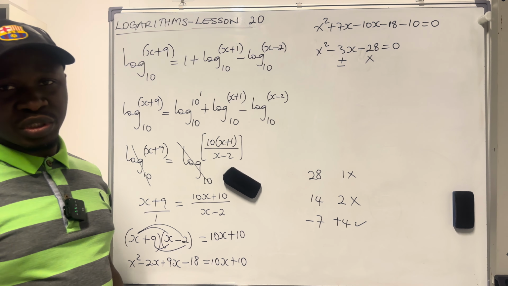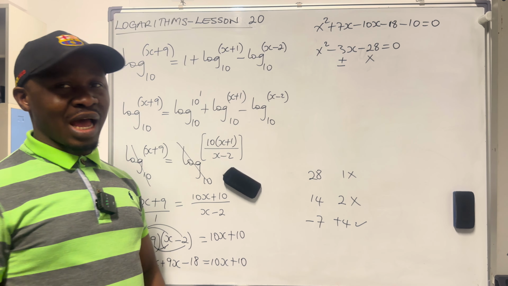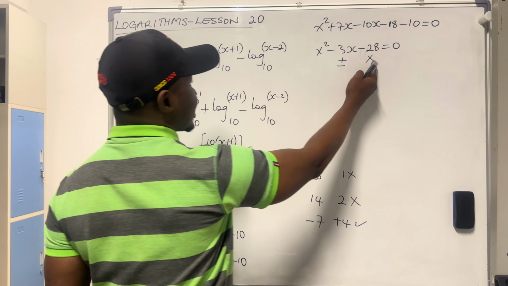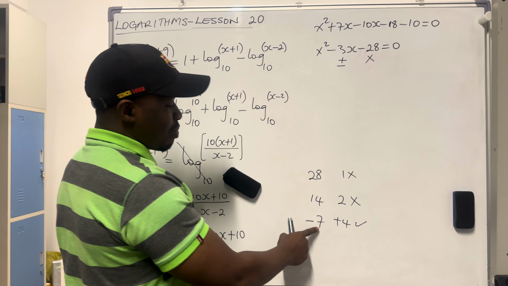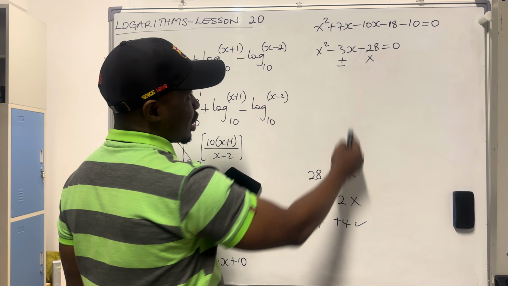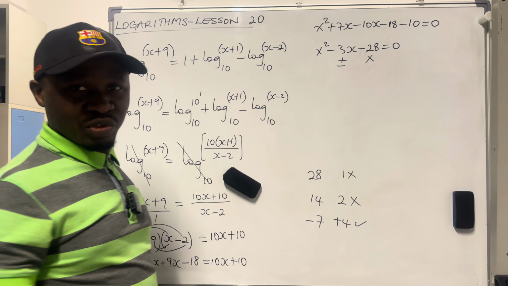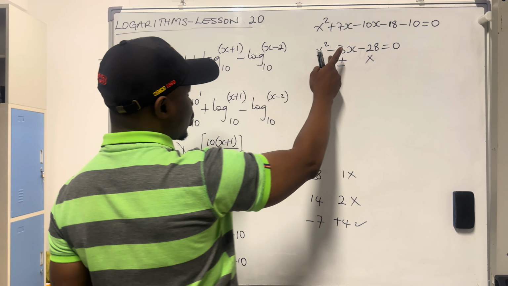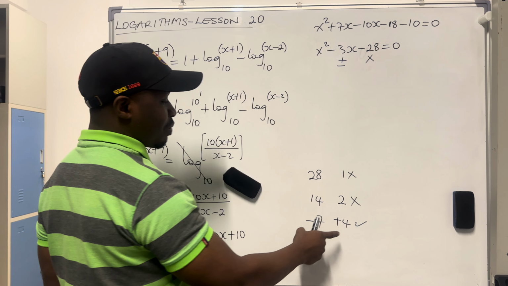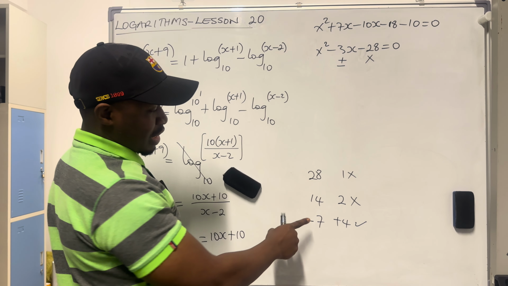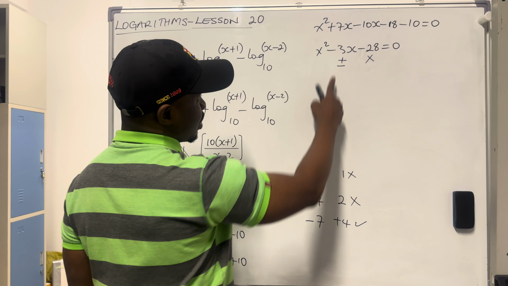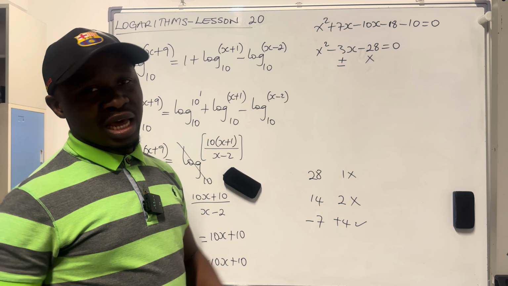We can check again to see if actually the factors are the right ones. Let's try the multiplication side. Minus 7 times plus 4 is minus 28. That one is good. For us to check the sum, we don't multiply, we read what we have. Minus 7 plus 4 is minus 3. So these are the factors.